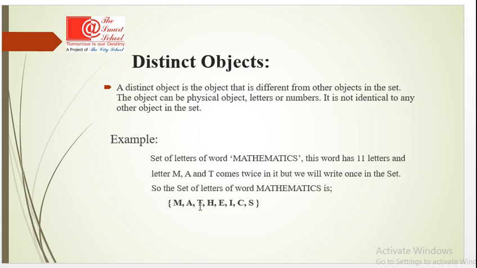So now this thing is clear, what distinct objects are: in the set of mathematics letters, the letters which come twice, we have written once. So we can't write one element twice in a set.